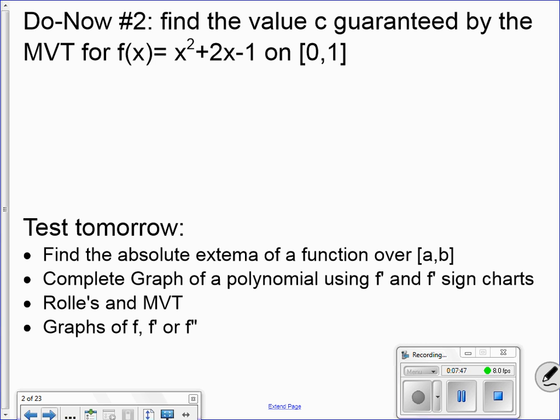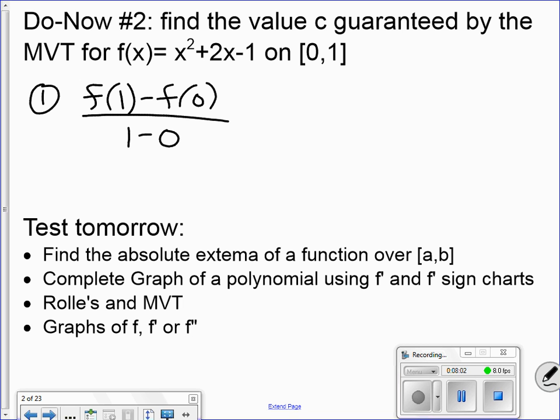So how are we going to get that? Well, we're going to take the change of y's over the change of x's. f of 1 minus f of 0, over 1 minus 0. Let's try to do this without a calculator. So much more fun. If we plug 1 in for x, we have 1 squared plus 2 times 1 minus 1. What's f of 1? 2. Good.